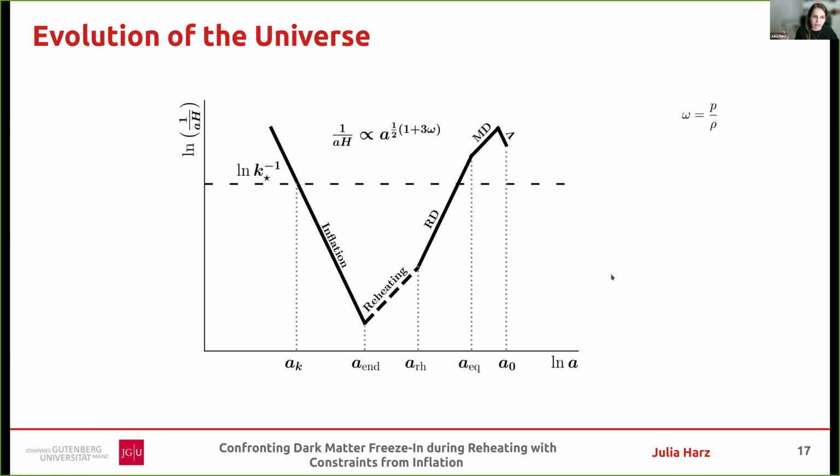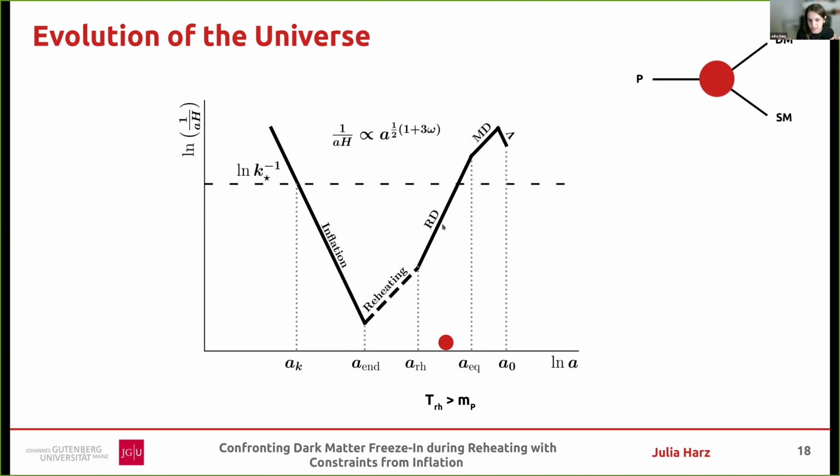Of course, now you can wonder: I want to connect inflation, I talk about freeze-in, but where's the connection? As I mentioned before, if we have freeze-in, what we usually assume is that the freeze-in mechanism happens during radiation domination.